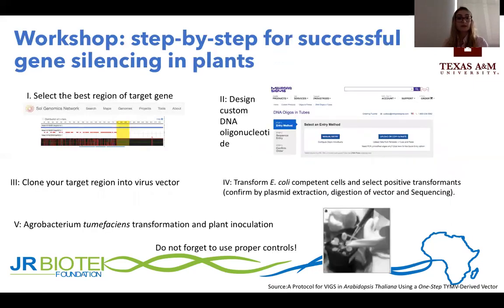These are the steps that I'm going to cover during our workshop, and I'm going to guide you on how you can select the best region of your target gene to be silenced, how you can design and customize your primers for amplifying the gene and constructing your virus vector clone, followed by E. coli competent cell transformation and selection of the positive transformants for the plant inoculation. And I will also tell you what important controls you cannot forget for your experiment.